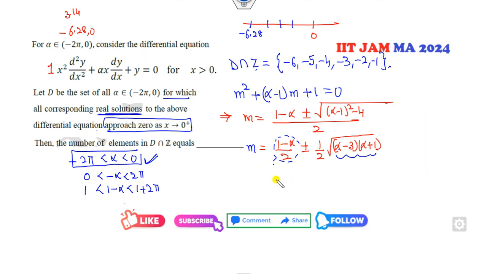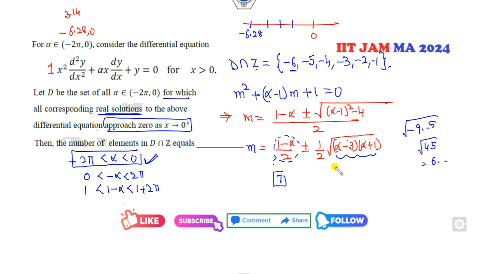Now clearly, what is 1 minus alpha? The maximum alpha is minus 6, so 1 minus alpha will be 7. What is the maximum value of this? Minus 9, minus 4, minus 6, minus 5, 45. So what is the root of 45? It is 6 point something.